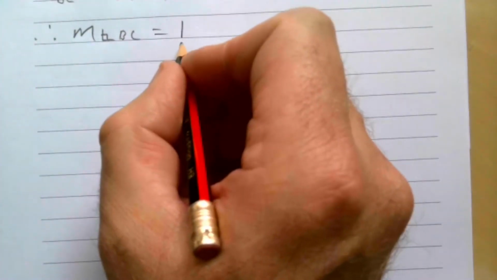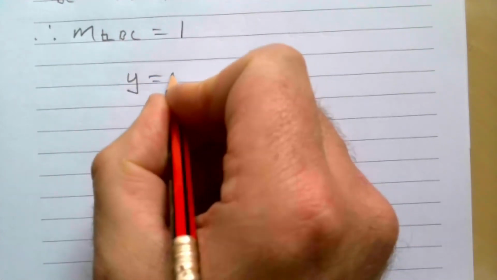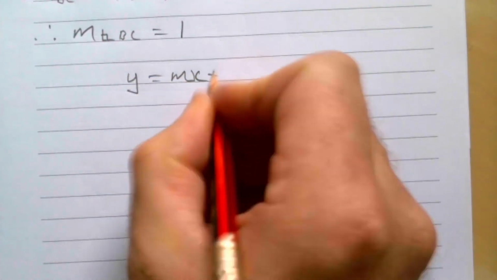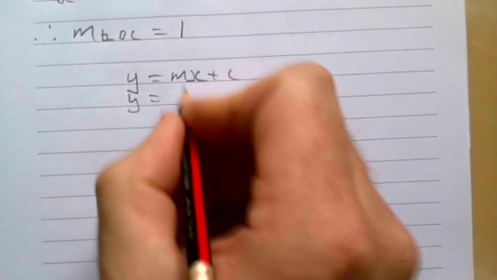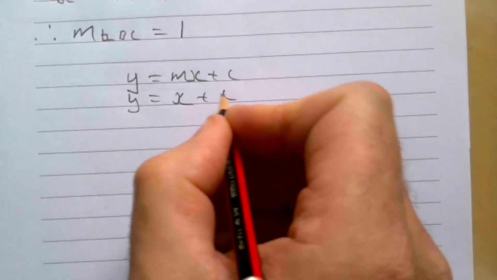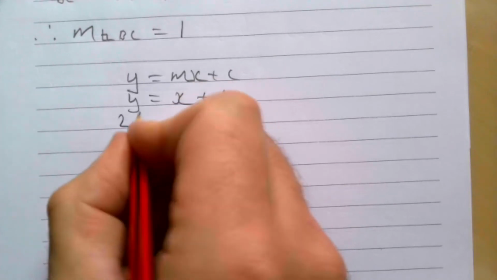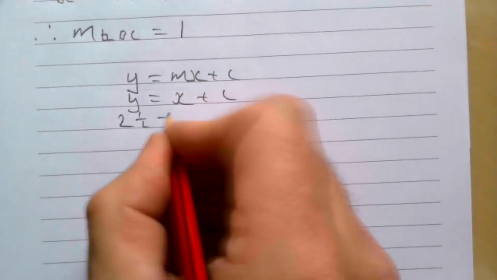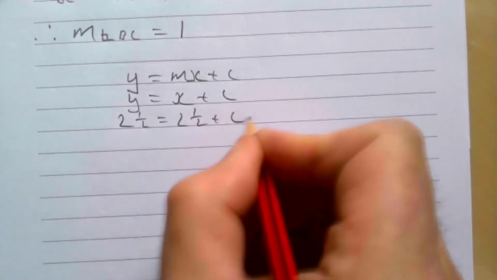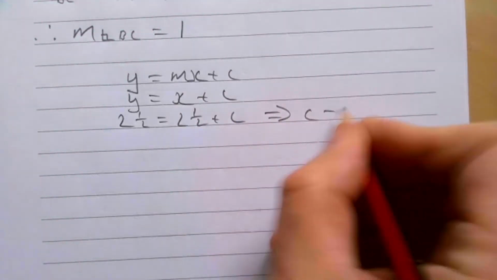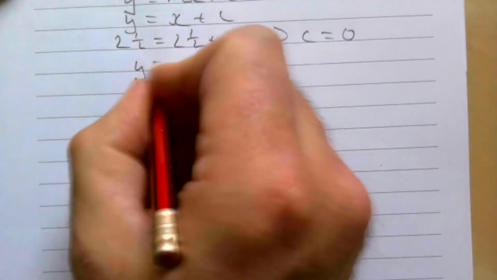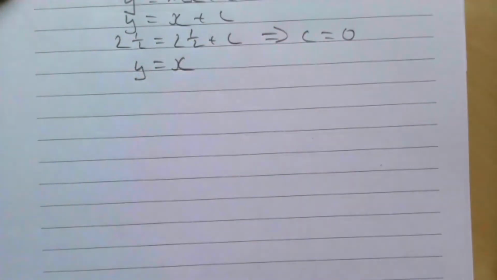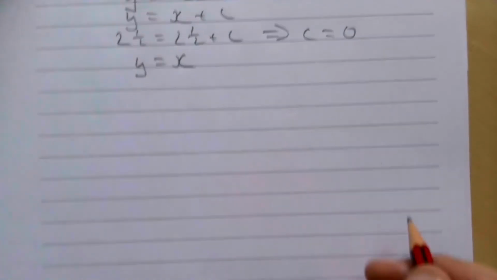You can substitute into y equals mx plus c. You know what, let's do this just for the variety of it to see that it still works. y equals mx plus c, y equals 1x plus c, and then it's the point (2.5, 2.5), and that gives me then c equals 0. So it doesn't get much more simple than that equation. It's just then y equals x. So we now need to solve those simultaneously.